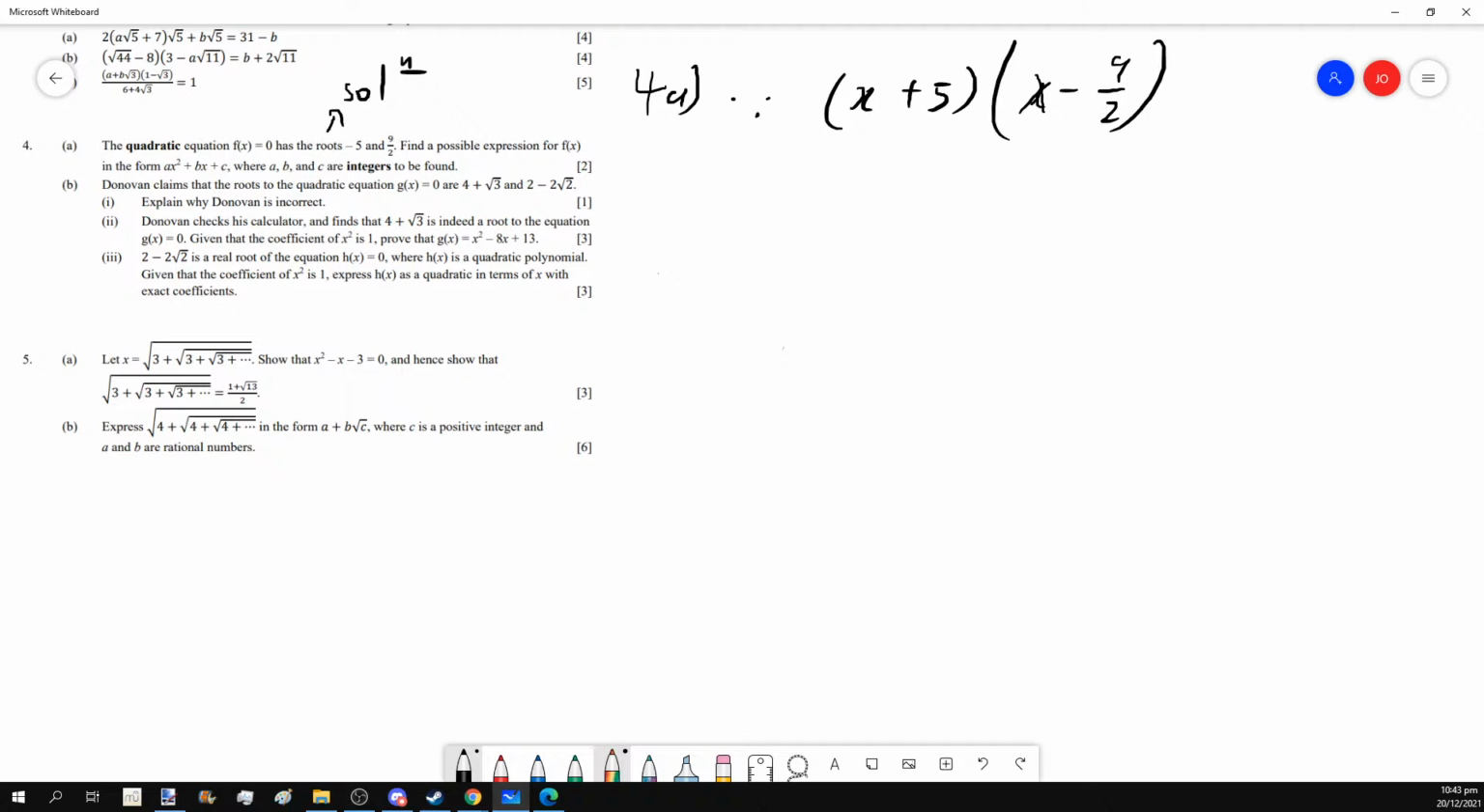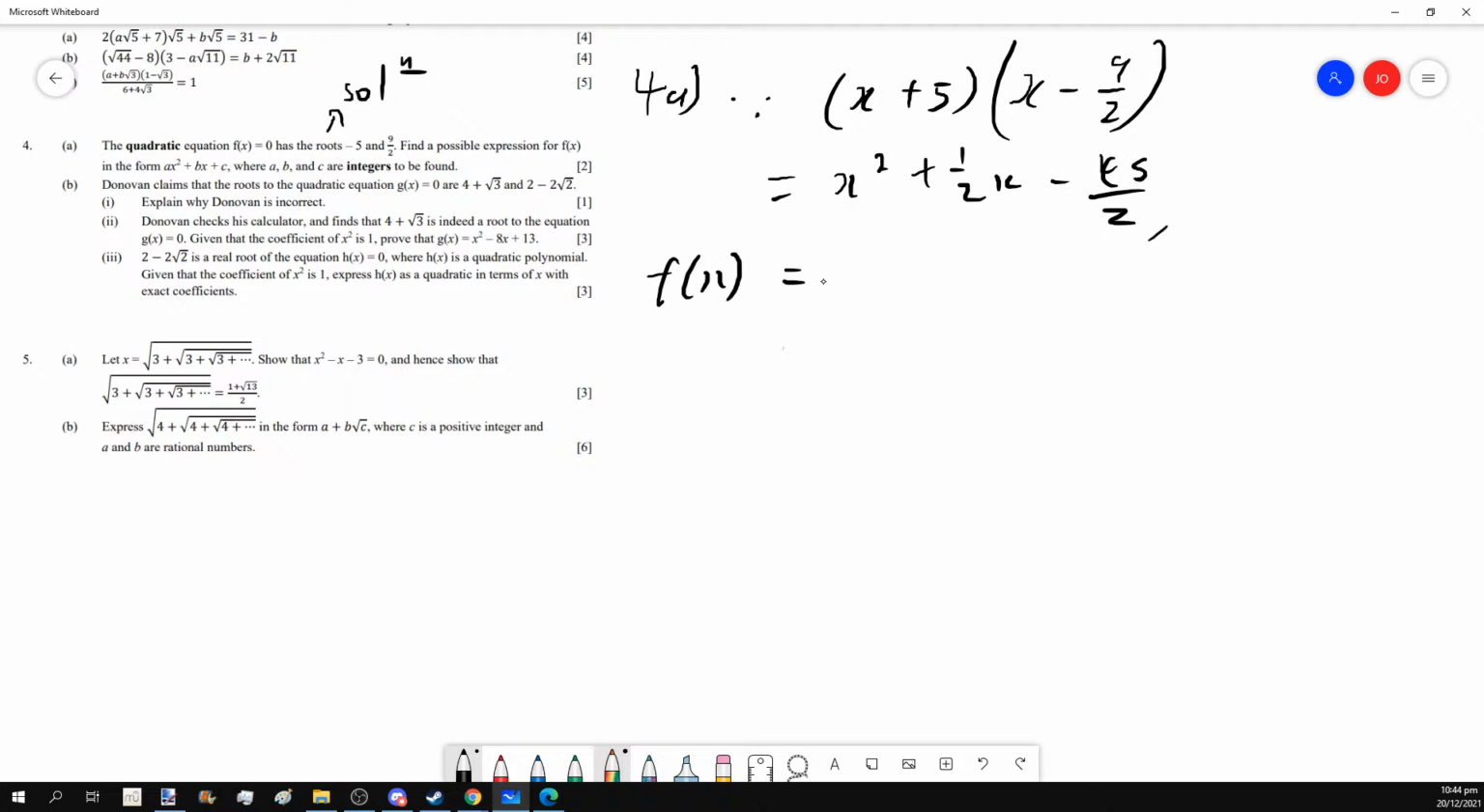factorization method. Remember that this factorization method, bracket, bracket, the numbers in the brackets are always the opposite of the roots that you are interested in, because the purpose of these roots is to make each individual bracket equal to 0. So from here, then we will then be able to open up the brackets. We will eventually get x squared plus half x minus 45 over 2.